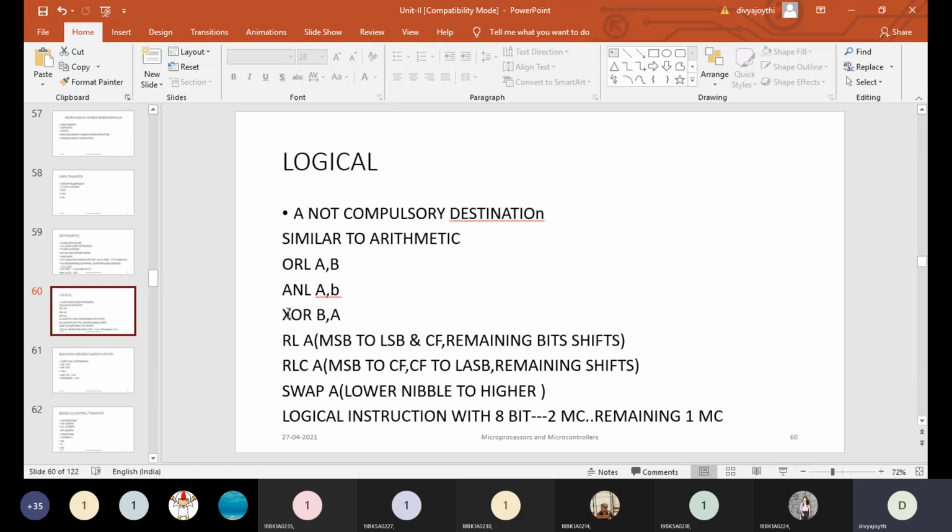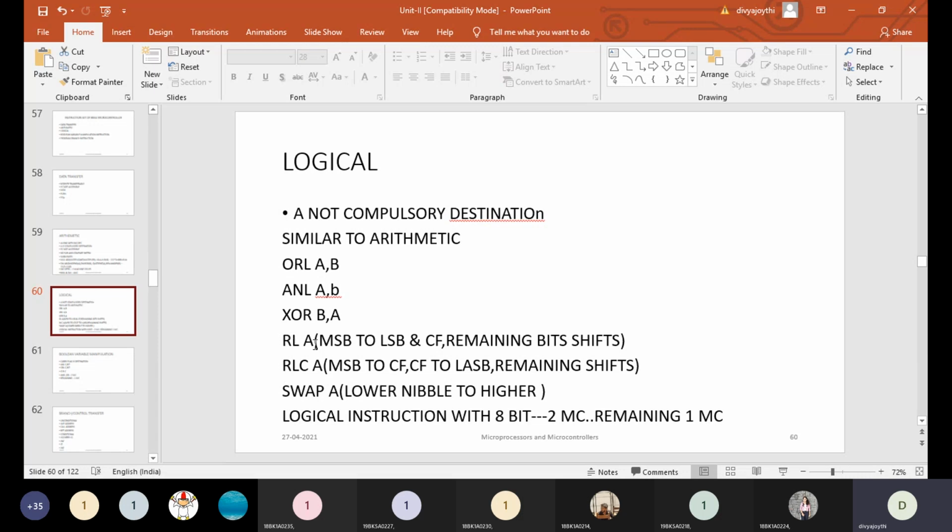And if you come to this example, here I have written XOR B comma A. So the XOR operation will be performed between the content of A and B, and the result will be stored in B. Here in these two cases, the result will be stored in A. Here the result is going to be stored in B, because B is the register which is represented immediately after the mnemonic. And here, apart from these three, I'm concentrating more on these three.